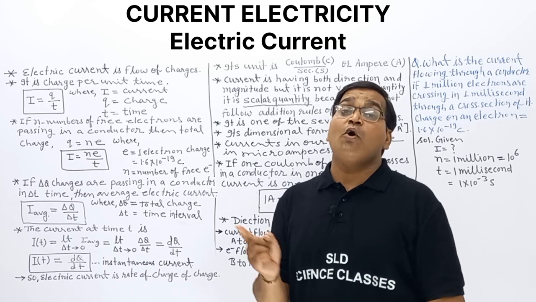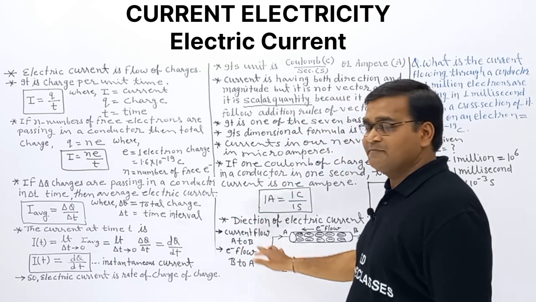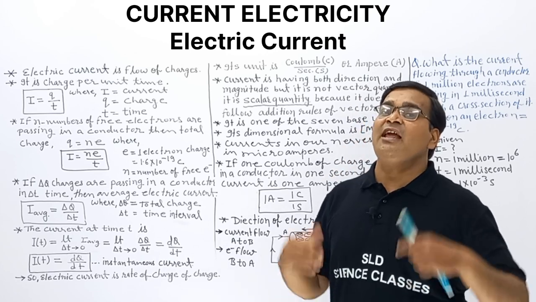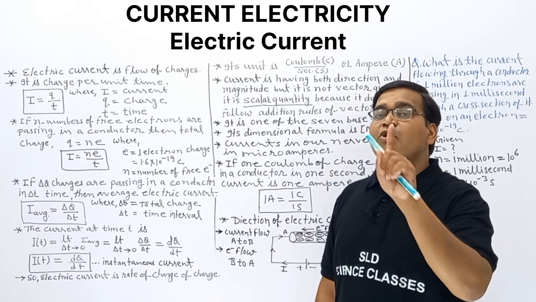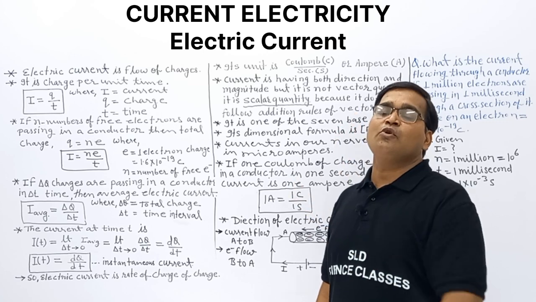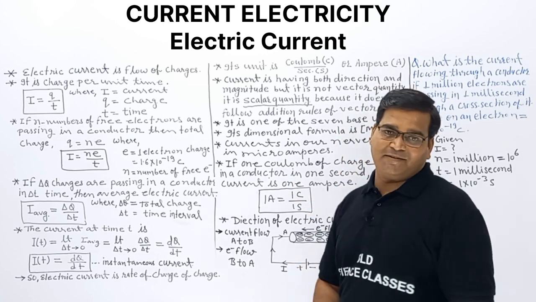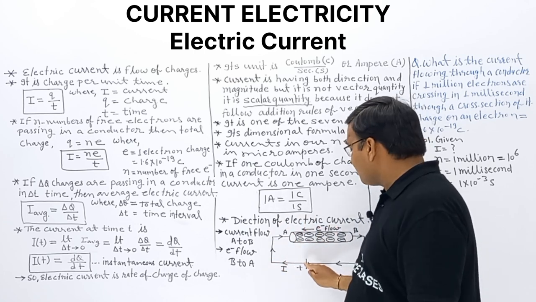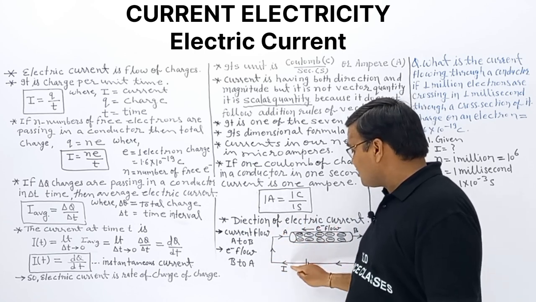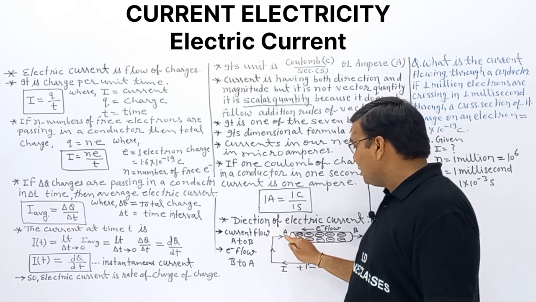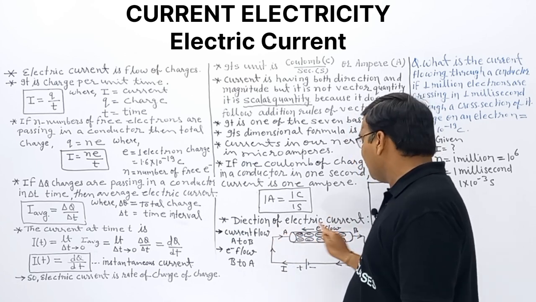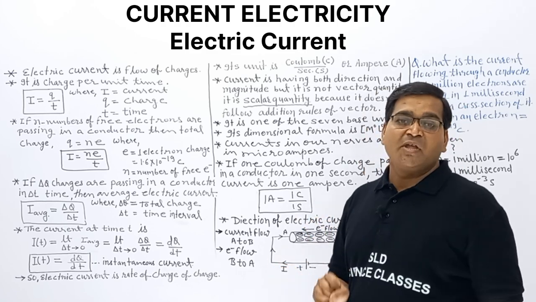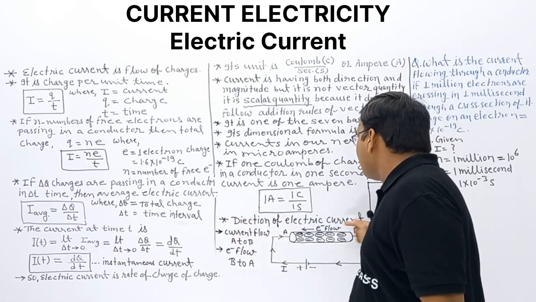They flow in the opposite direction. Observe carefully. In the conductor, we have free electrons, and the direction of flow of these electrons is opposite to the current. When current flows from A to B, it means in this conductor, electrons will flow opposite to this direction.